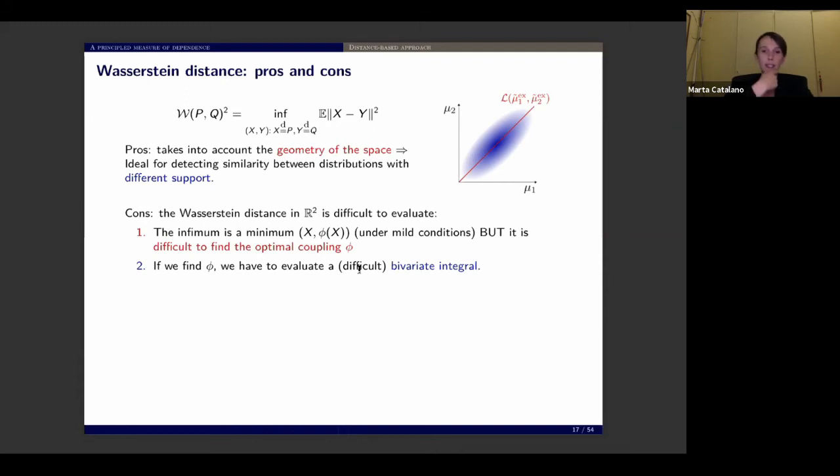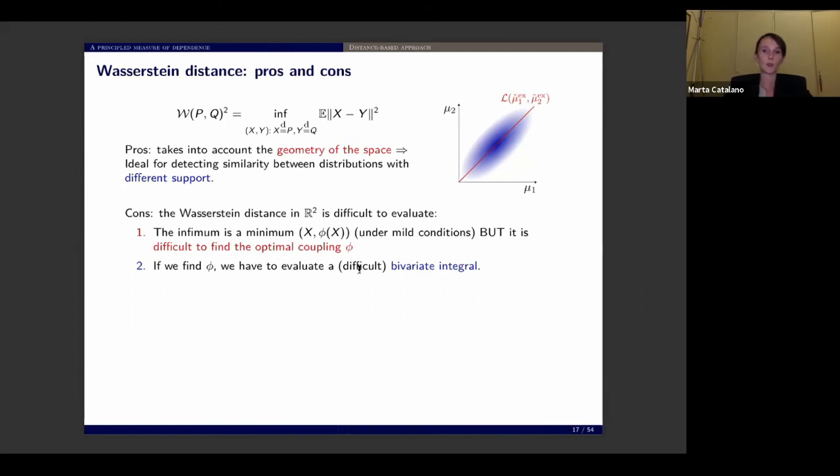And I would just like to underline that this property isn't shared by many distances, such as Hellinger, total variation, and also Kullback-Leibler divergence. Okay, so Wasserstein distance is really suited for our problem, but especially in R2, it is very difficult to compute it.